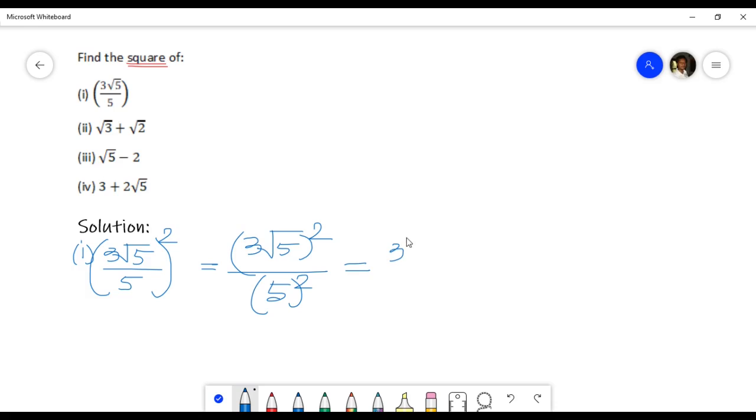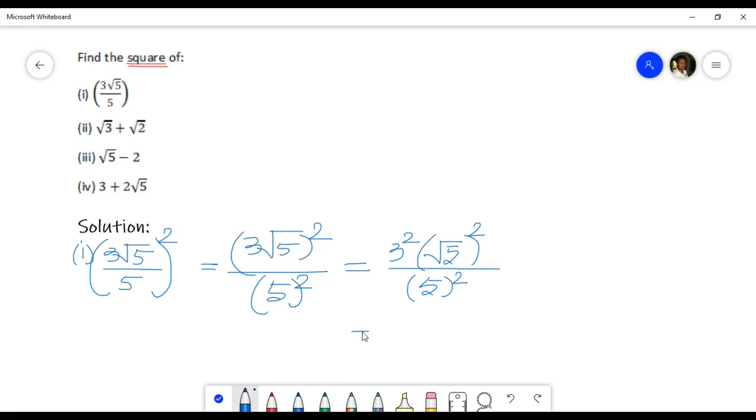Now we will separate because 3 root 5 represents 3 into root 5. So square is for both 3 and root 5. So we're separating it as 3 square into root 5 whole square. And the denominator is 5 square.